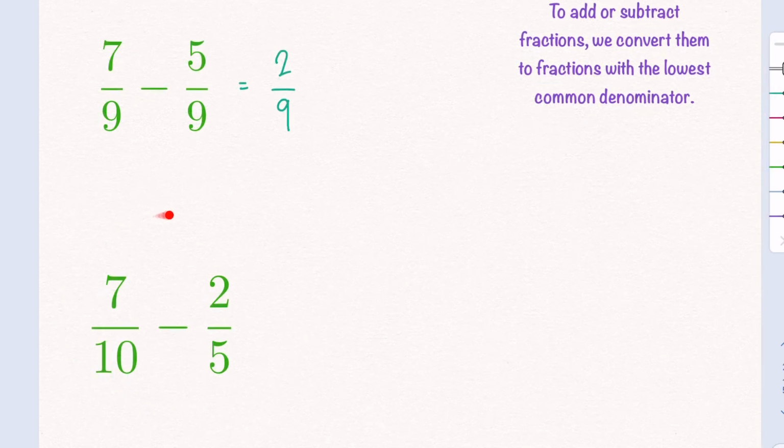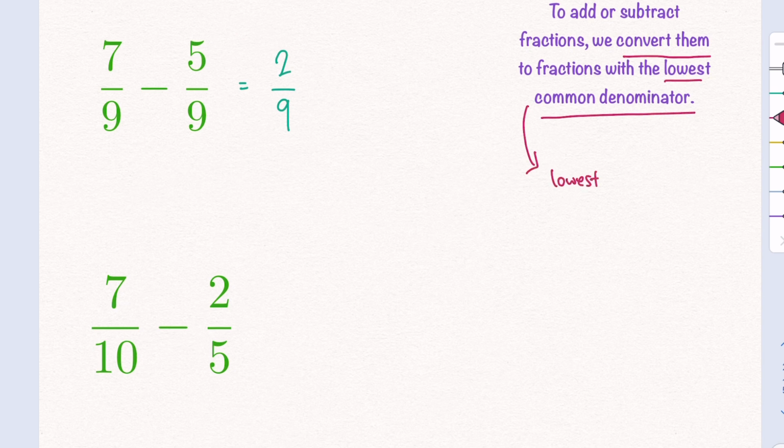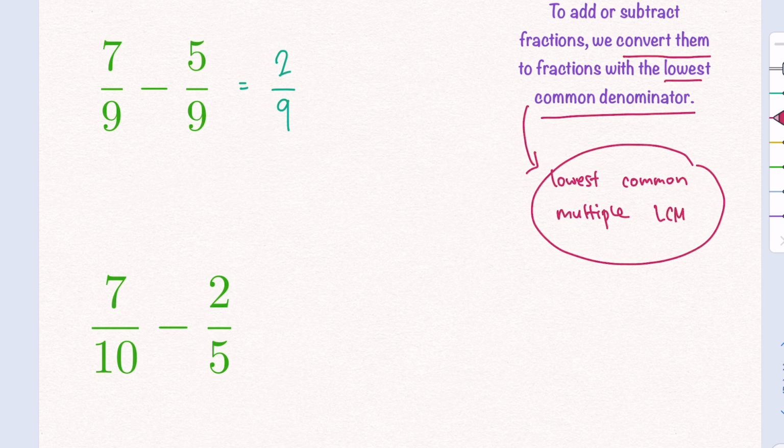With this fraction at the bottom, we have 7 over 10 minus 2 over 5. They don't have a common denominator, so we will first need to convert them to the lowest common denominator. Now, the way to do that is to find the lowest common multiple of the denominators. So we have to look for the LCM.